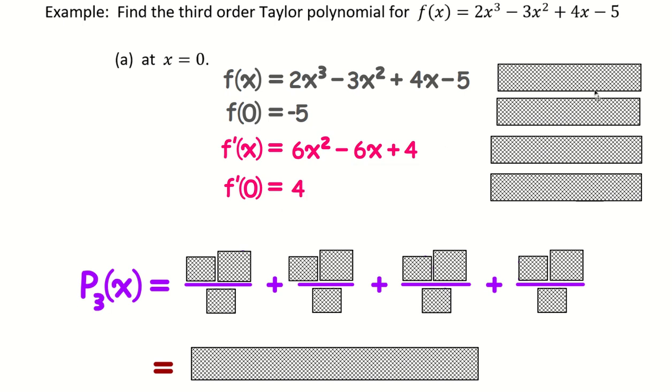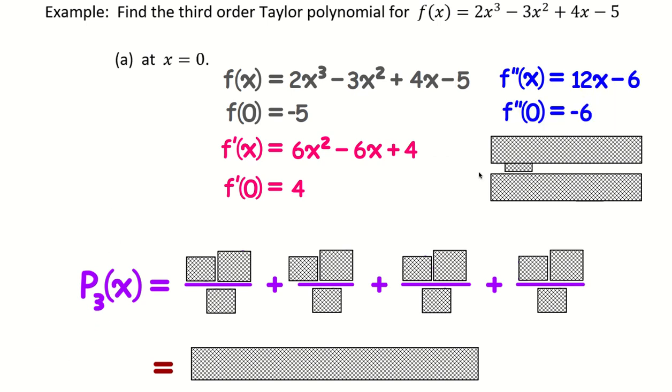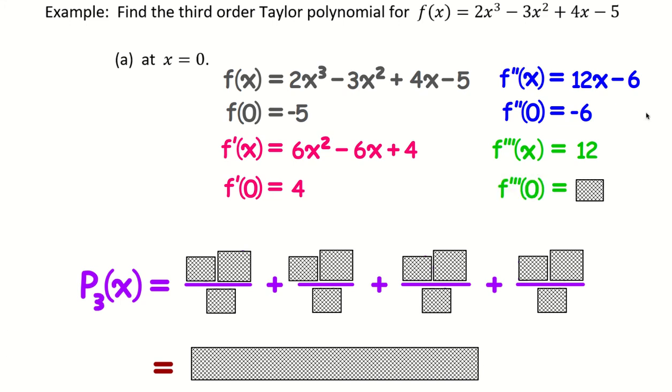And we want just the third, so we want to go to the third derivative. So first the second derivative, plugging in 0, we get negative 6, and then taking the third derivative, that's just going to be what, 12? And then we're going to plug in 0. So what's this going to be when we plug in 0 to this function? Well, there's really no x to plug into, so it's just going to be 12 again.